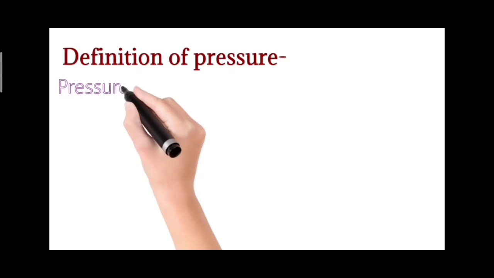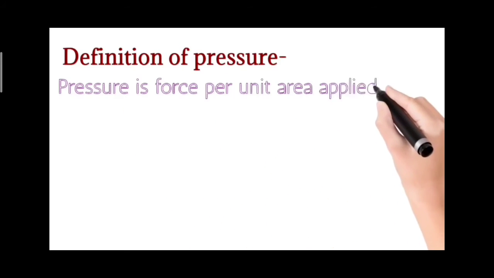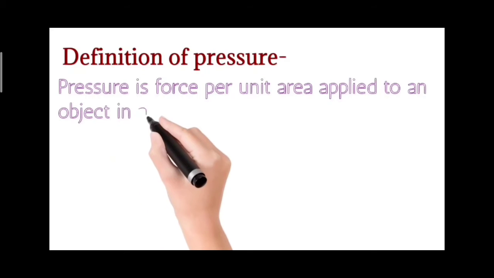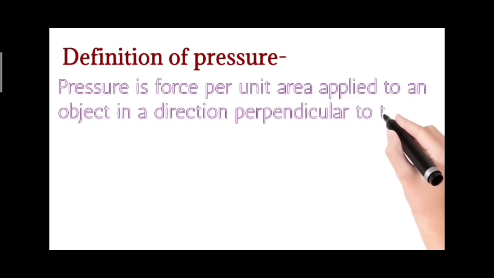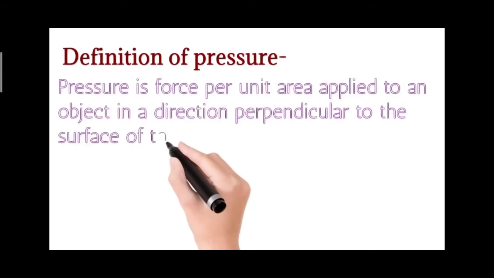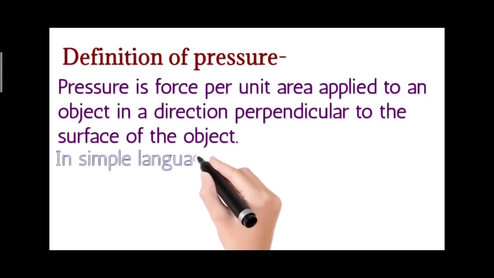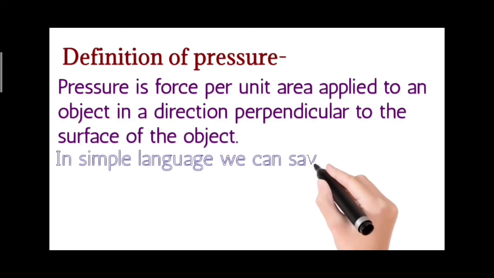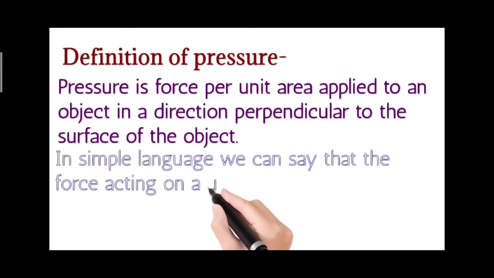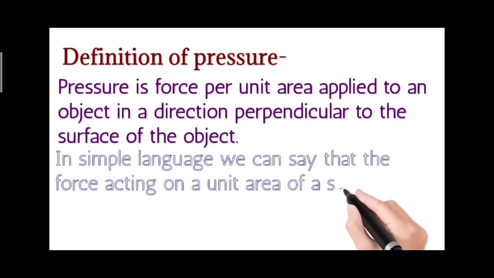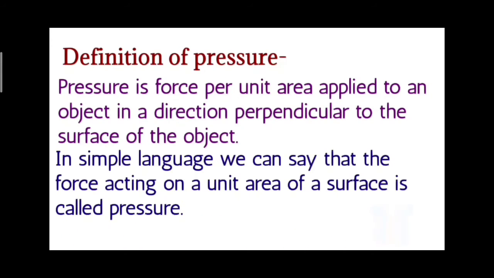Definition of pressure. Pressure is force per unit area applied to an object in a direction perpendicular to the surface of the object. In simple language, we can say that the force acting on a unit area of a surface is called pressure.